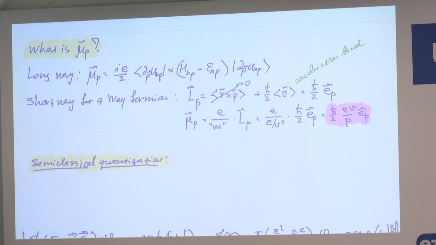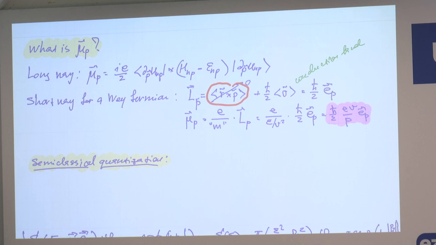So instead of calculating this, which is long, let's just basically guess the result. Let's just note that the electron has angular momentum that comes from basically an orbital part and a spin part. And it turns out that this wave packet orbital momentum, not related to the motion of the momentum, but self-rotation, is actually zero. Okay, this canonical orbital momentum is zero. So only the spin one survives.